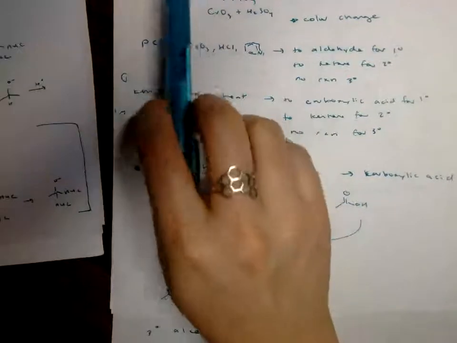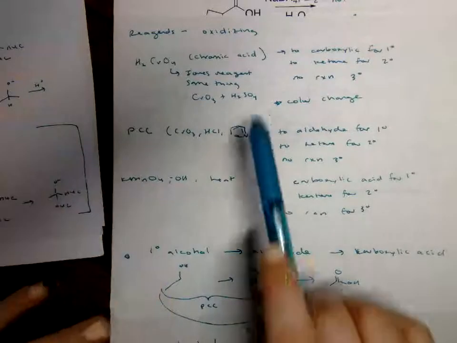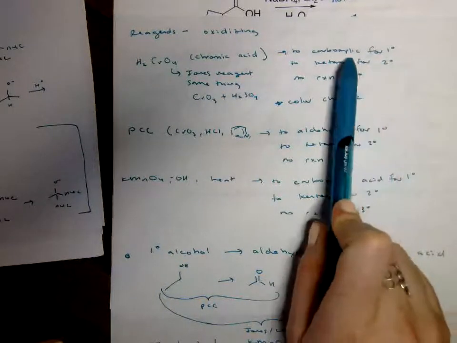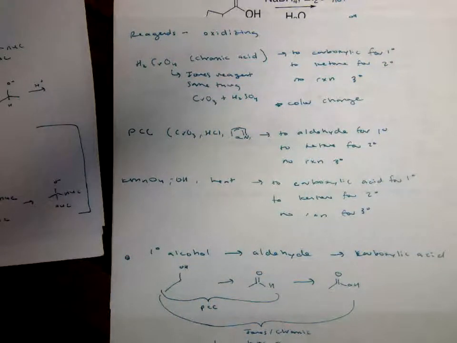So chromic acid is orange, but when you react chromic acid with a primary or secondary alcohol and it turns it into a carboxylic acid or a ketone, it turns green. So there's a color change in that. And the reason for that is actually because there's a chromium ion that gets kicked out after the oxidation happens. So because of that, the chromium ion is green. So that's where it turns from orange to green.